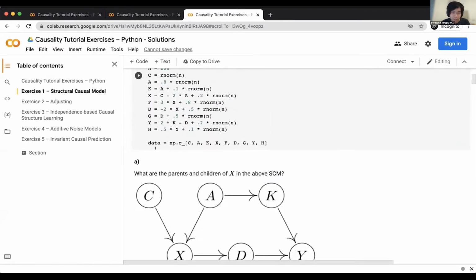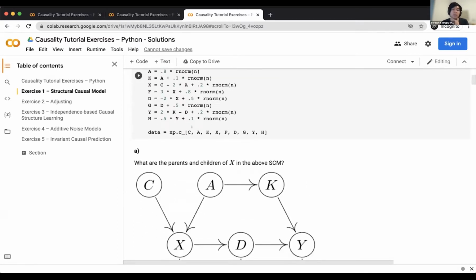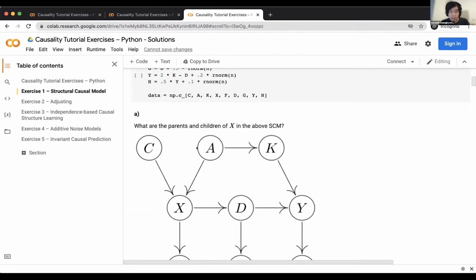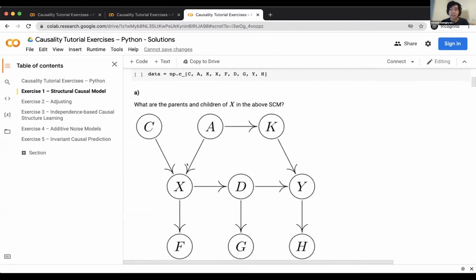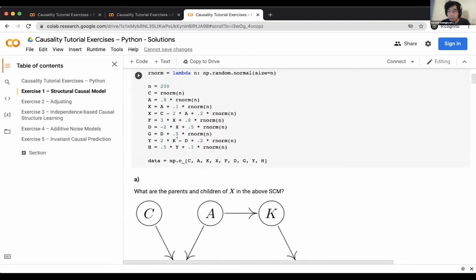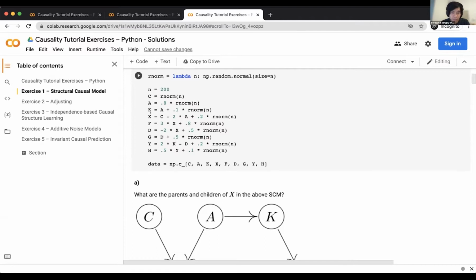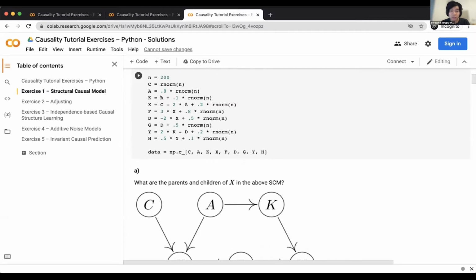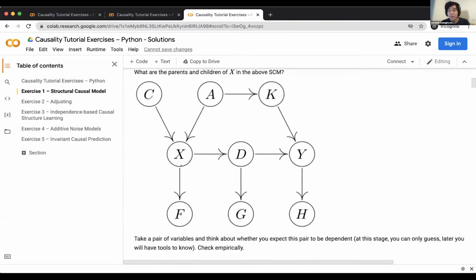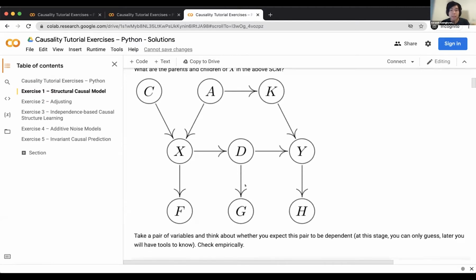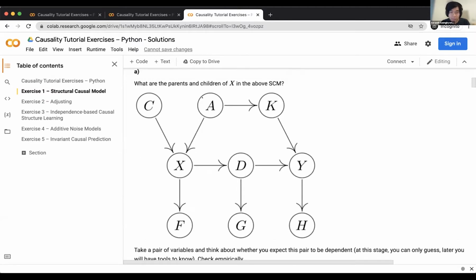So here we have this SCM, and the first one we asked about the parents and the children of X. What we can do is draw the graph induced by this SCM. And like Jonas mentioned, we can draw it by looking at the structural equations, and in the code, it's basically a line of code. So here you can see that if a variable appears on the right-hand side of the code, then you draw an arrow from this variable to the node, for example from A to K here, and you end up with this graph. So the parents of X would be A and C in this case, and the child of X would be F.